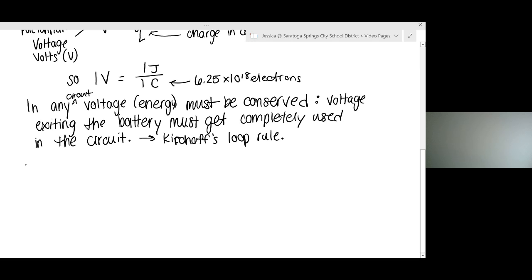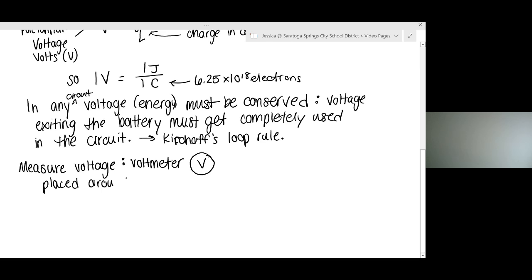Okay, last thing we're going to talk about with voltage is how we measure voltage. Measure voltage. Okay, so we measure voltage with something called a voltmeter, right? Meter because it's a measuring device and we're measuring volts, so voltmeter. Very easy. In a circuit, that's represented with a circle with the letter V. And these get placed around, or bridging, if you want to think about it, the element they are measuring.